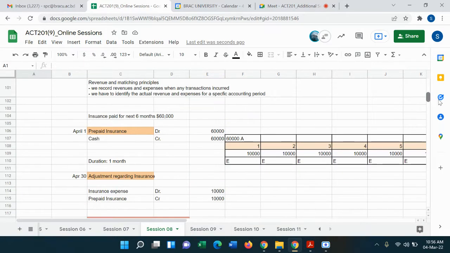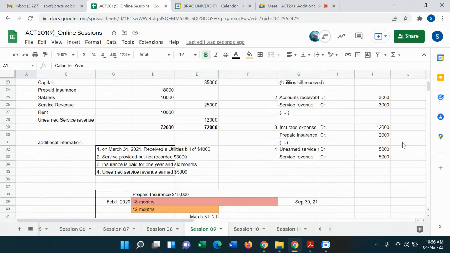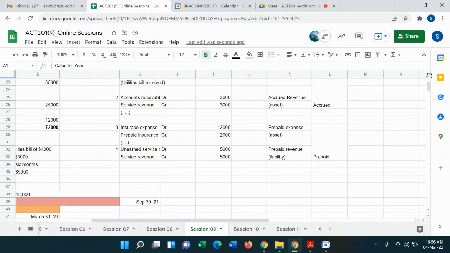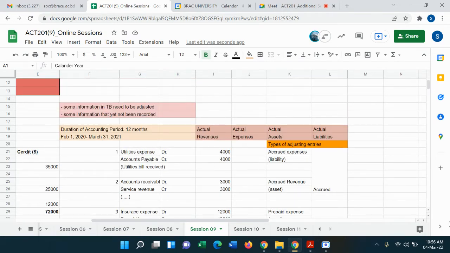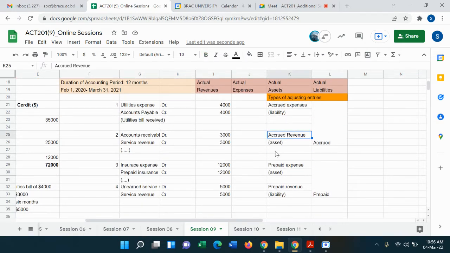What are the different types of adjusting entries? Can you remember? Accrued expense, accrued revenue, prepaid expense, prepaid revenue. Accrued expense and accrued revenue means it's a general journal. This transaction is incurred, but we did not record it.